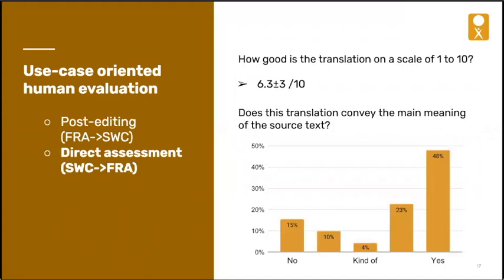Next, we use direct assessment in the Swahili to French direction. We collected 100 Congolese Swahili strings coming to the chatbot, translated them using our engines, and asked two translators to evaluate them. The questions were, how good is the translation on a scale of 1 to 10? And secondly, does this translation convey the main meaning of the source text? We got a 6.3 out of 10 score with a standard deviation of 3 for the first question.